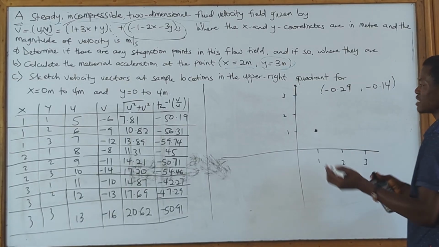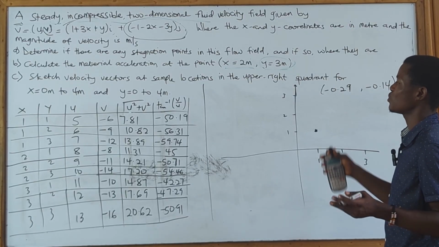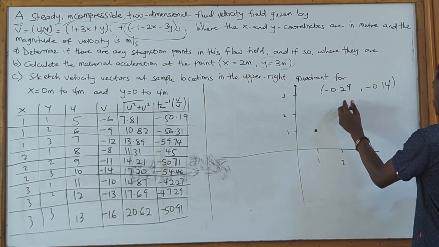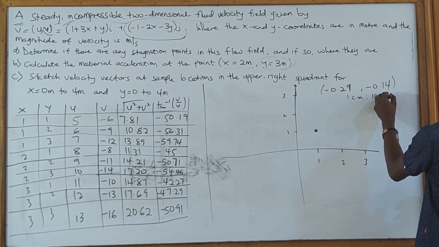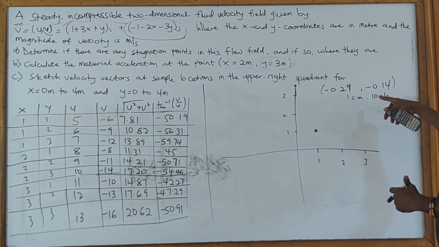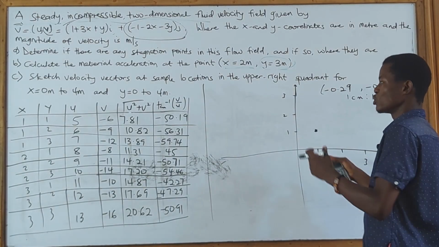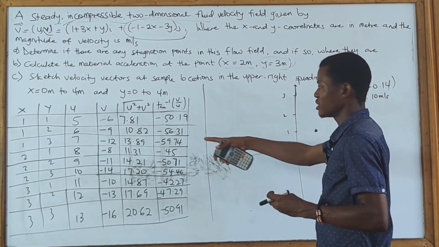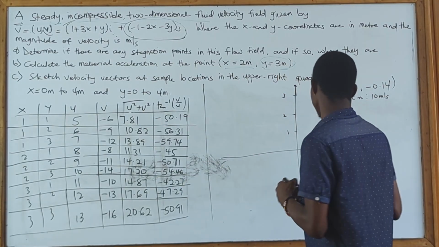So you can say 1 centimeter is to 10 meters. So you can write it here, maybe 1 cm is to 10 meters, so that we will know that, okay, this is the scale you are using to be able to measure the distances of the magnitude and all those things. So this will help us draw well, the scale.